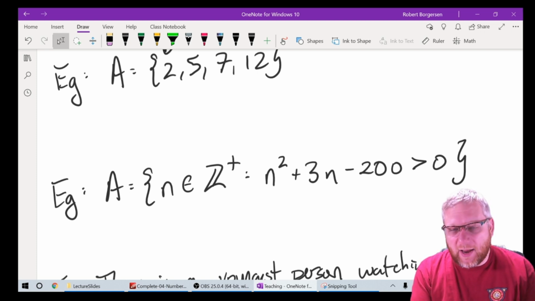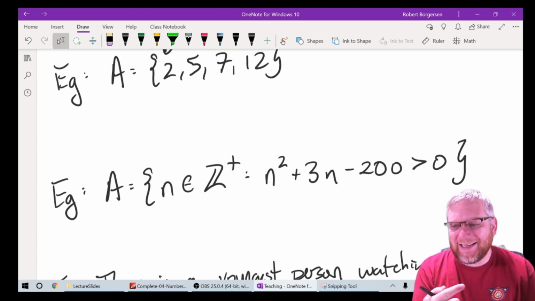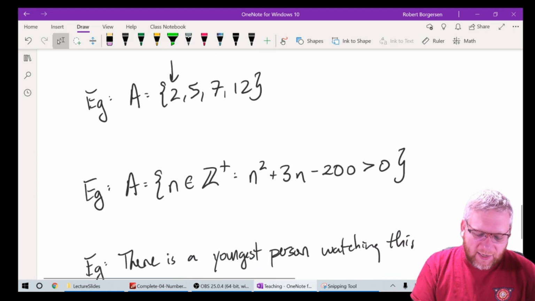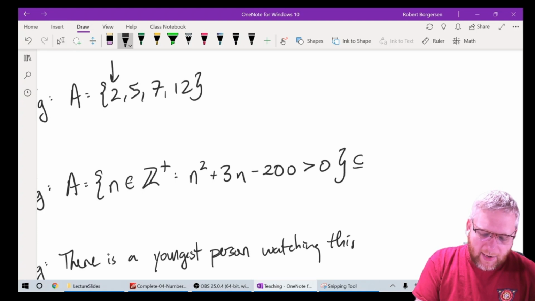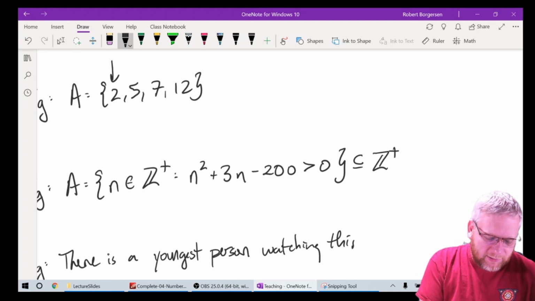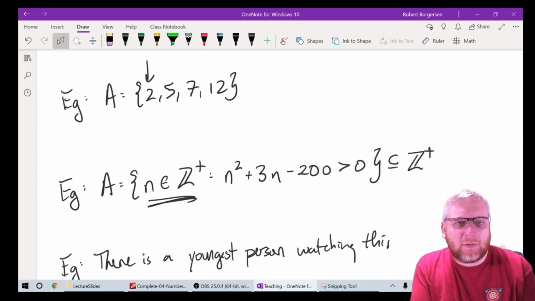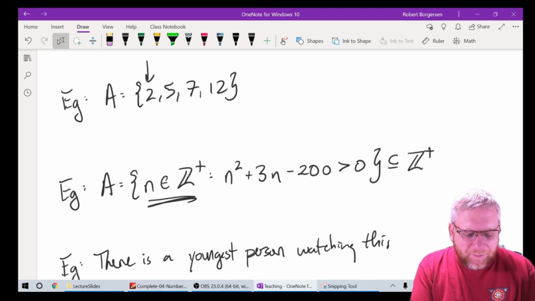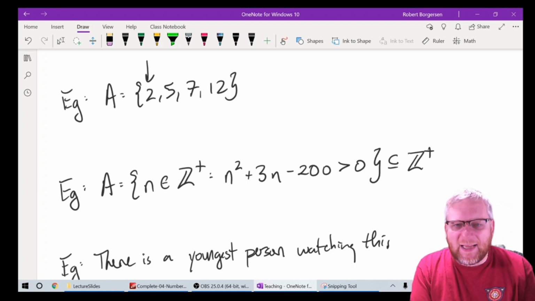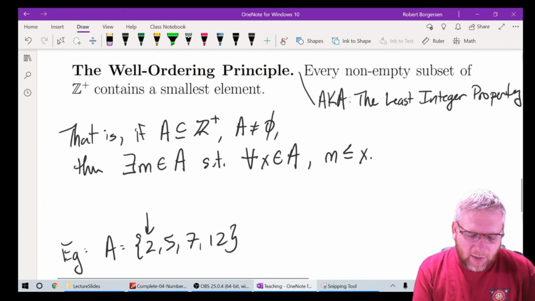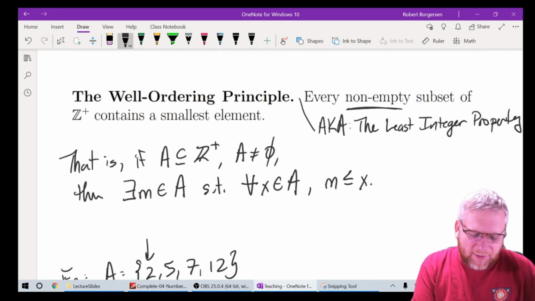And the answer is, I need to check two things. First, I need to check, is this a subset of Z plus? And absolutely it is, and that's just from right here: the set of all n in Z plus such that, well, okay, so therefore A is definitely a subset of Z plus. But the other subtle thing we need is that A is not empty, right? In the statement, we had a non-empty subset.